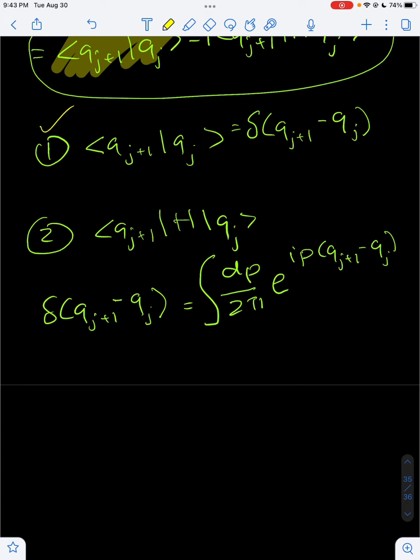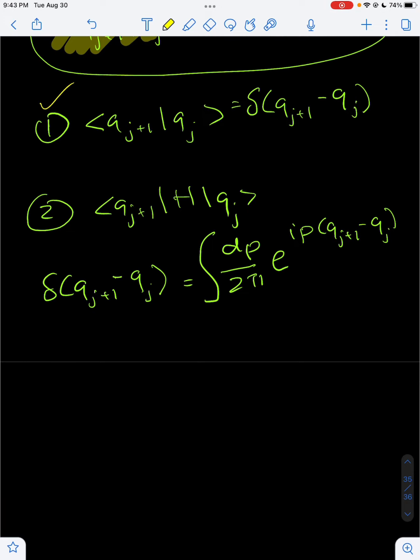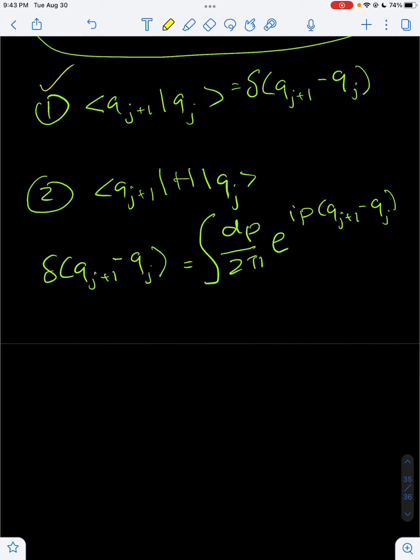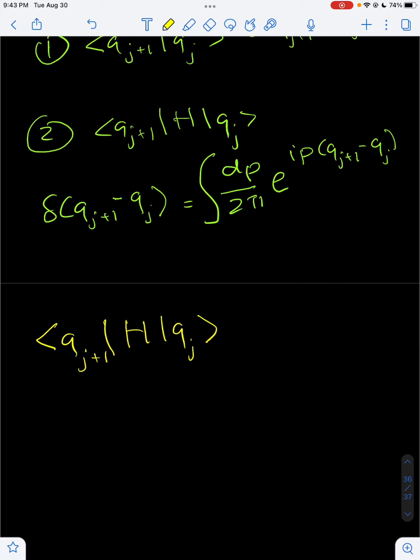Okay, so now we're done with the first part. We've evaluated that. Now for the second part. This part's going to be a bit more tricky. We want to find out what this is equal to. First off, we can expand the Hamiltonian out, which would be a good idea. Just expand out the Hamiltonian as the momentum operator squared over 2m plus our potential V, acting on q_j.